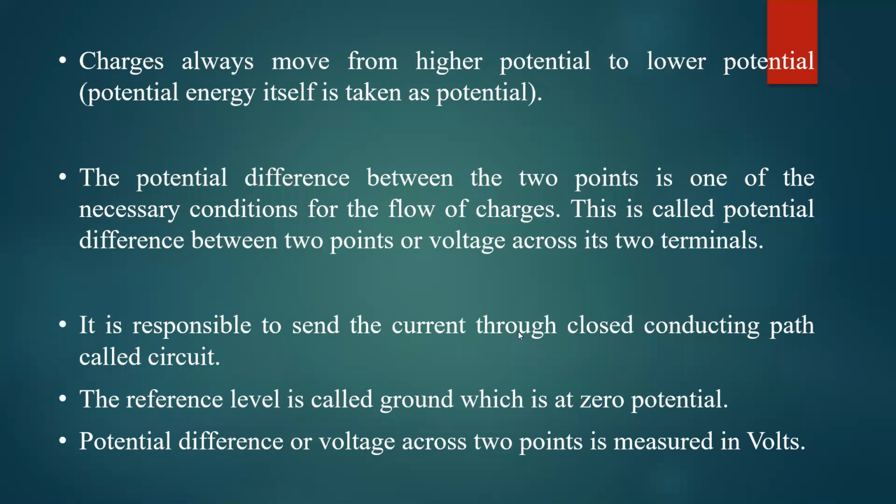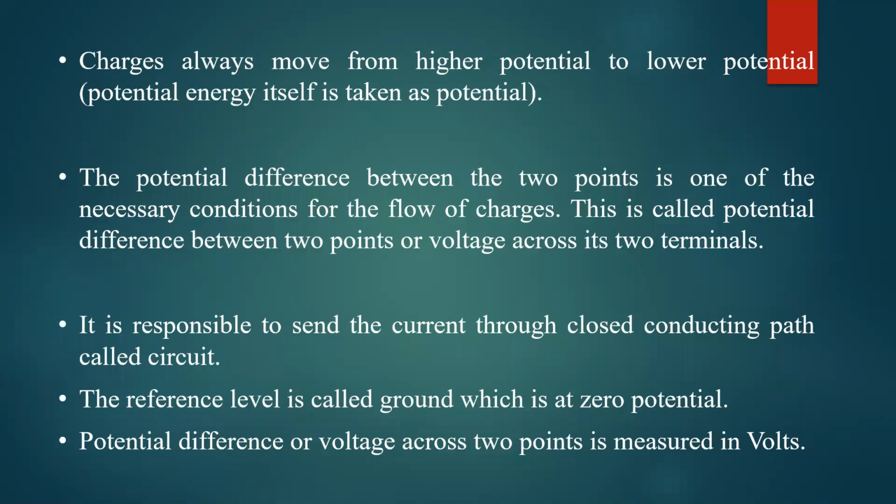So what is a circuit? A circuit is a closed conducting path for the electric current. What is the reason behind the flow of current? Potential difference. If there is potential difference, current flows. Another condition for current to flow: there must be a conducting path. The closed conducting path is called an electrical circuit. You remember this particular point.